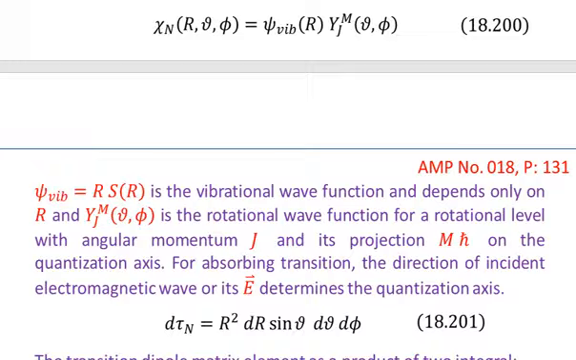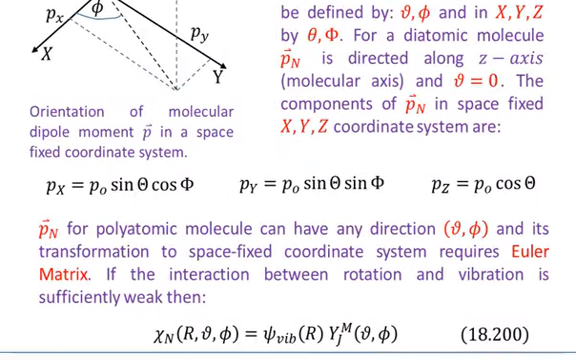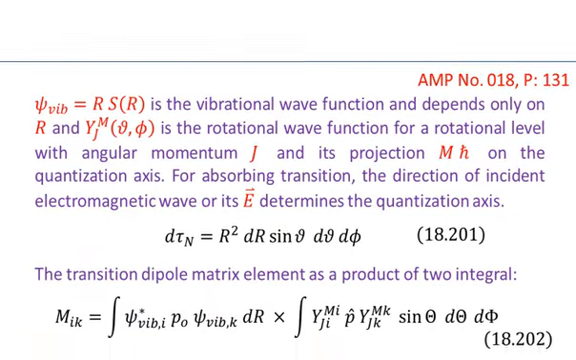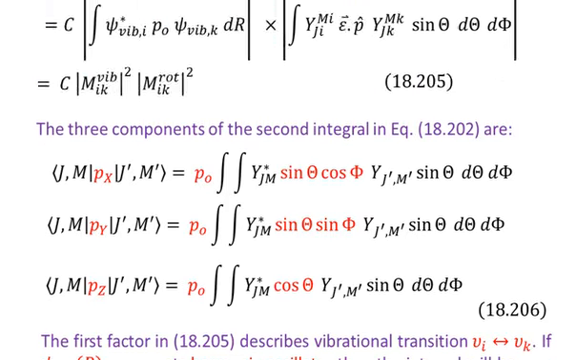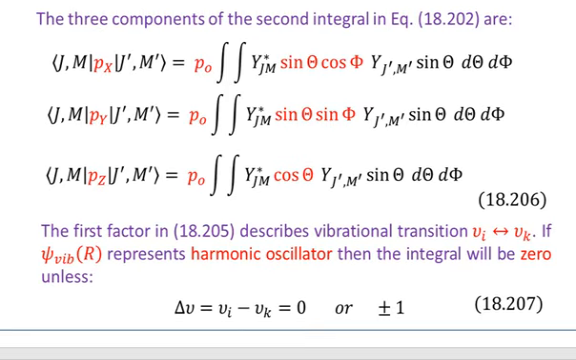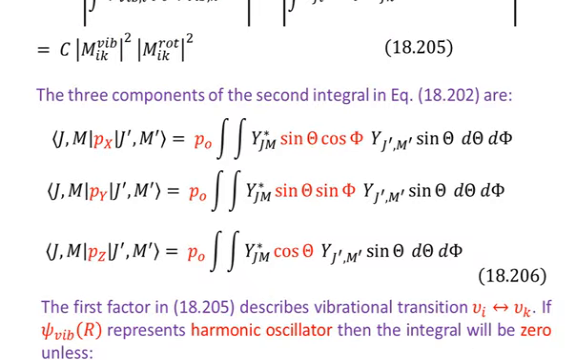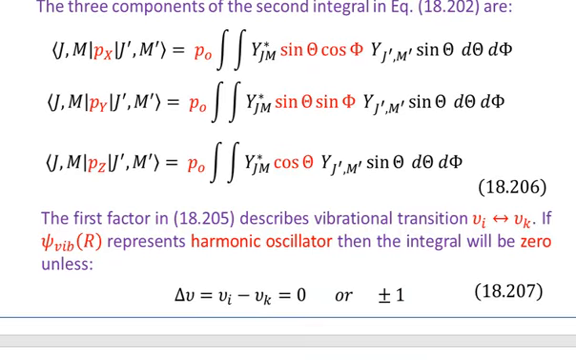That is, I have used these three relationships for Px, Py, and Pz, and I have substituted them in the integrals in order to find out their expectation values. The first factor in equation number 205 describes the vibrational transitions between Vi and Vk.